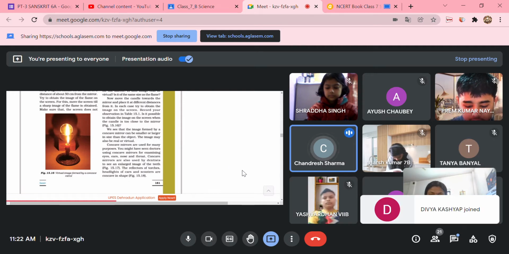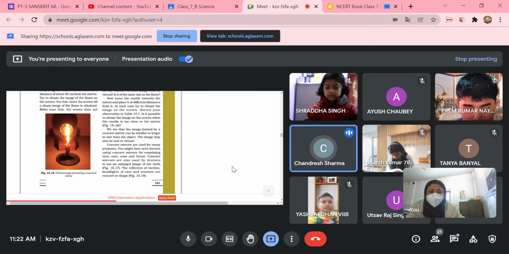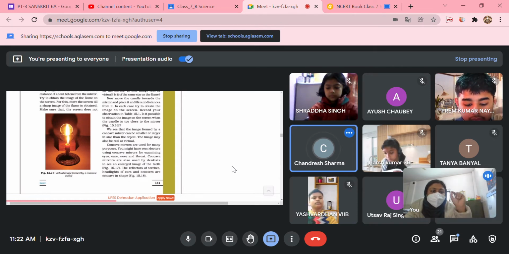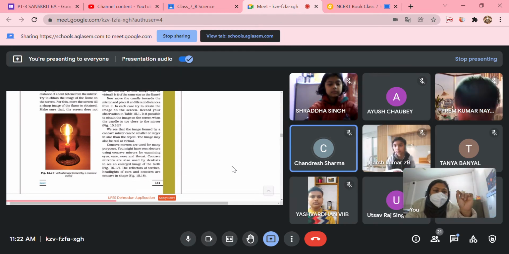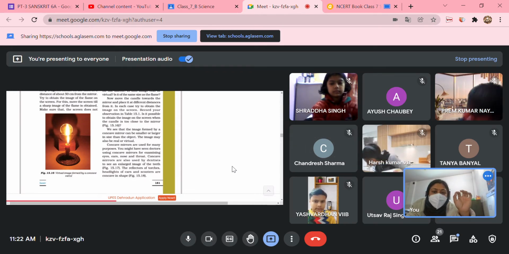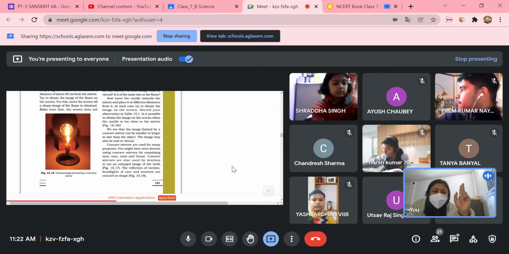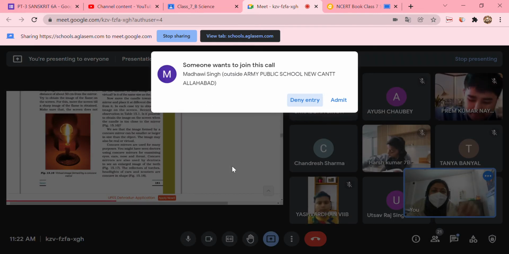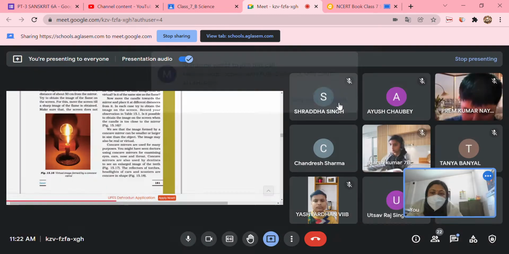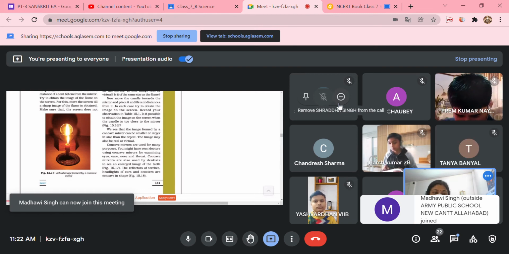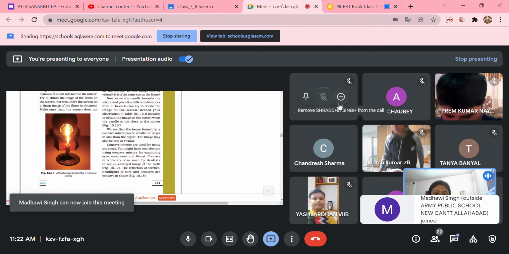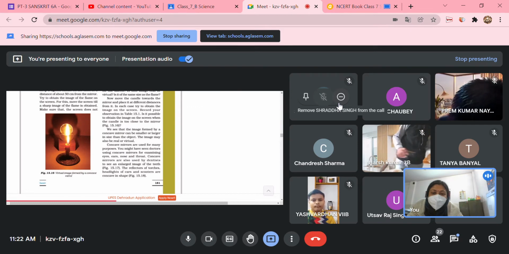Figure 15.16. We see that the image formed by a concave mirror can be smaller or larger in size than the object. The image may also be real or virtual. Underline, please. These are the properties of the image formed. Already we have done it, but still. What kind of image will be formed? Real also, virtual image also, both can be formed. And how will be the size of the image? It can be small, it can be the same size, or it can be enlarged also.